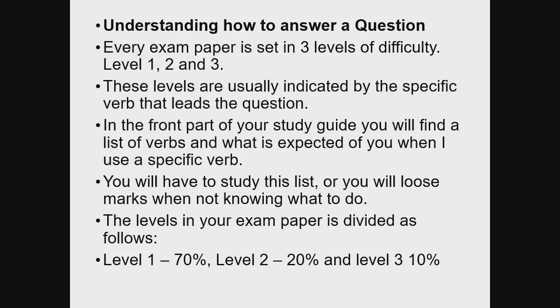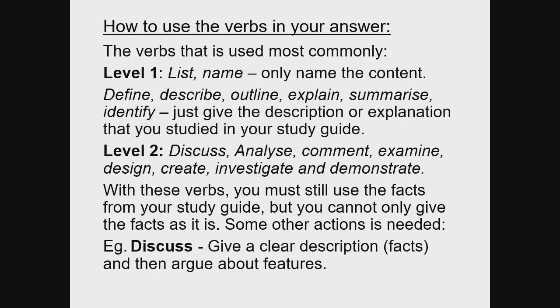Understanding how to answer a question. Every exam paper is set in 3 levels of difficulty, level 1, 2, and 3. These levels are usually indicated by the specific verb that leads the question. In the front part of your study guide, you will find a list of verbs and what is expected of you when I use the verb. You will have to study this list or you will lose marks when not knowing what to do. The levels in your exam paper are divided as follows: Level 1, 70%, Level 2, 20%, and Level 3, 10%.